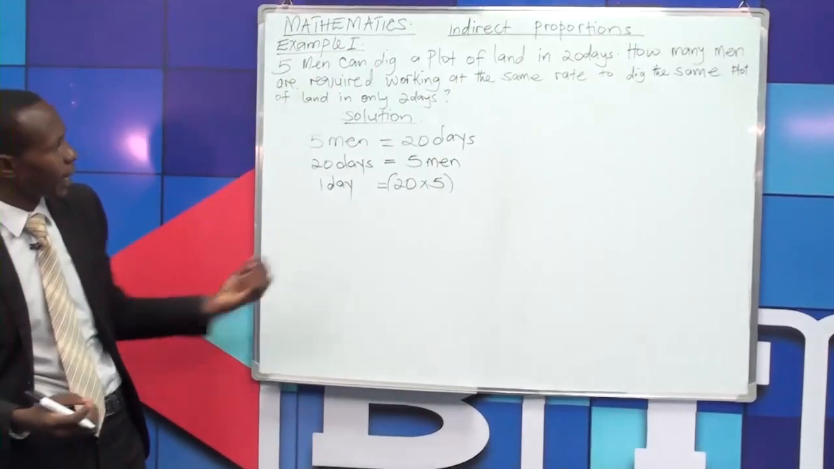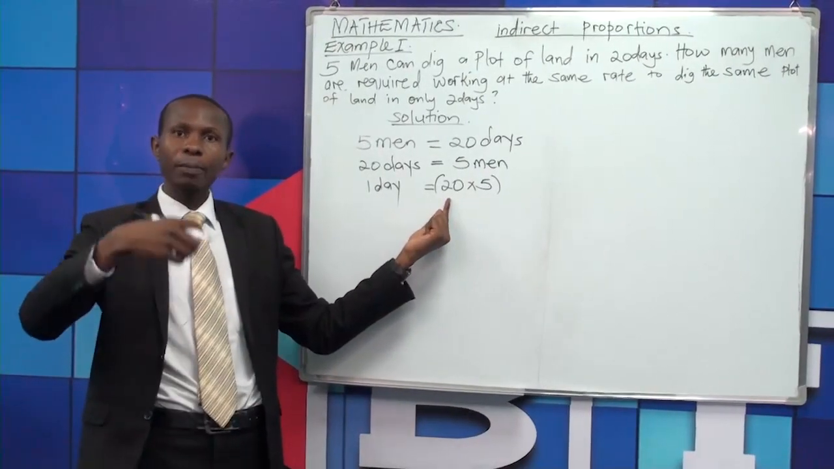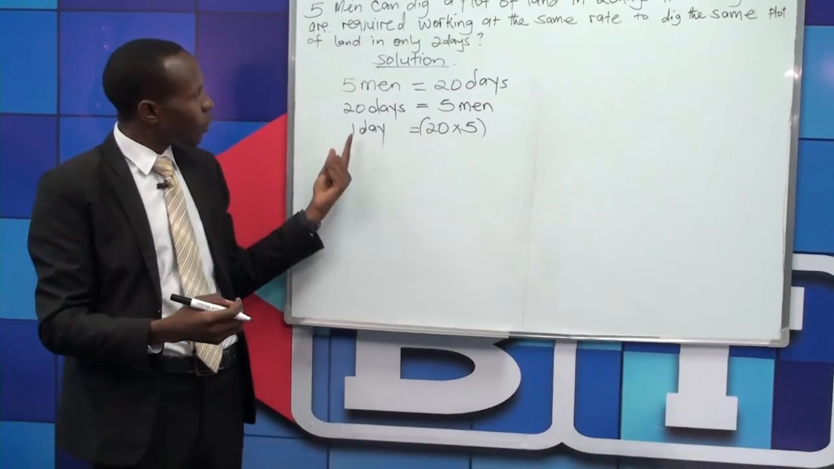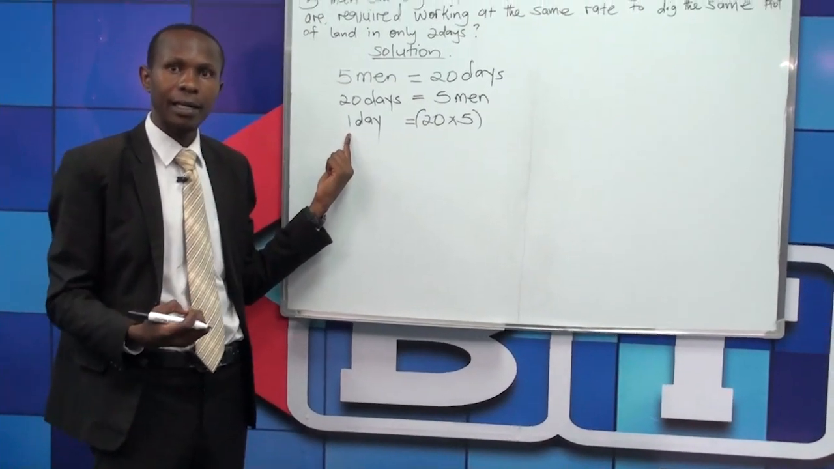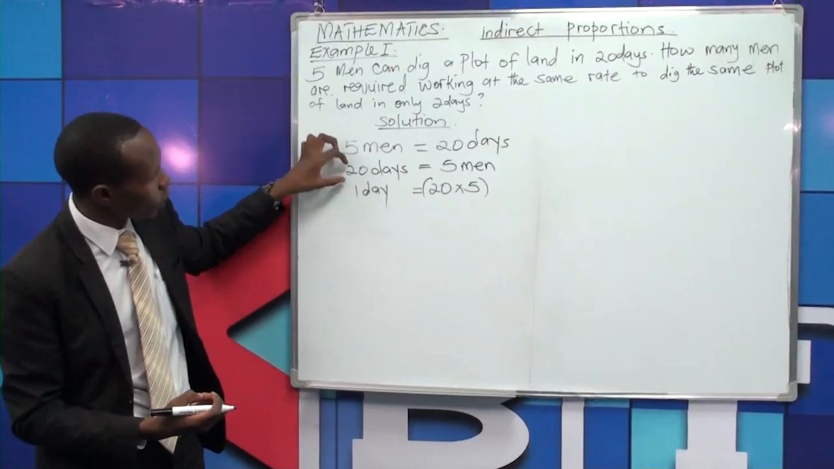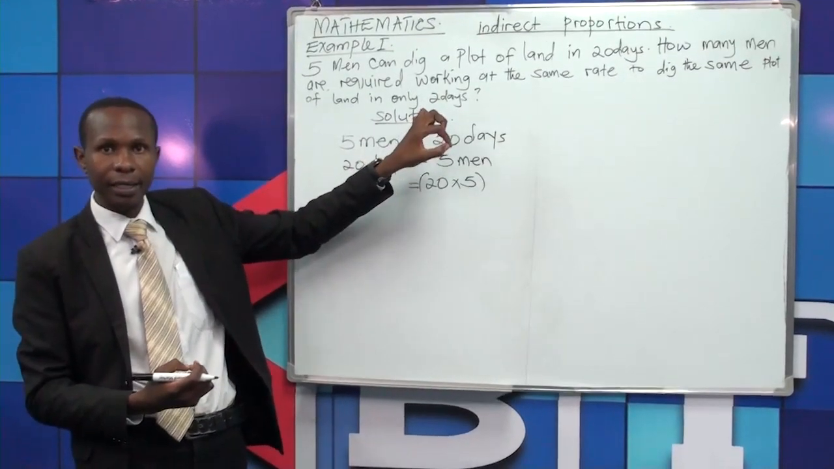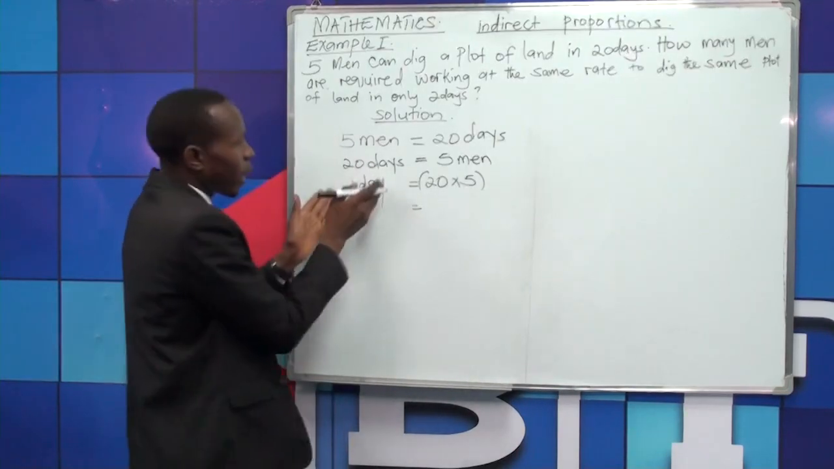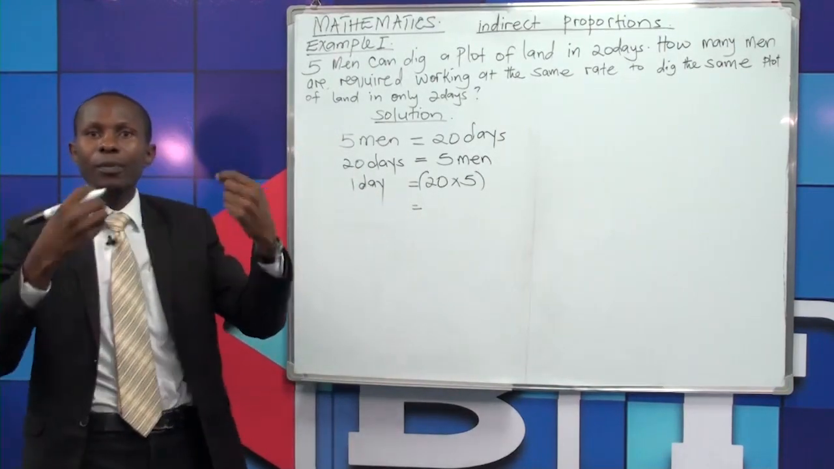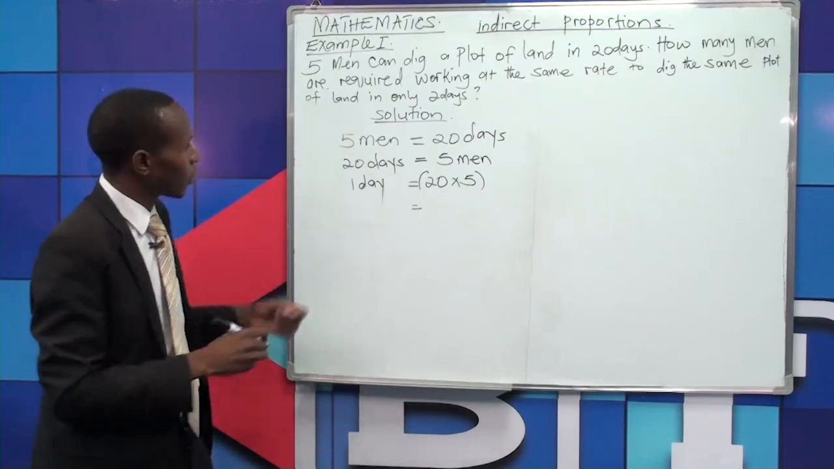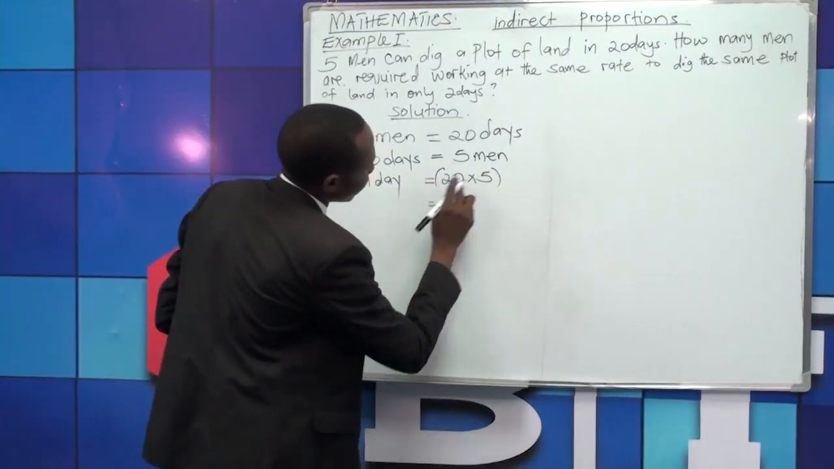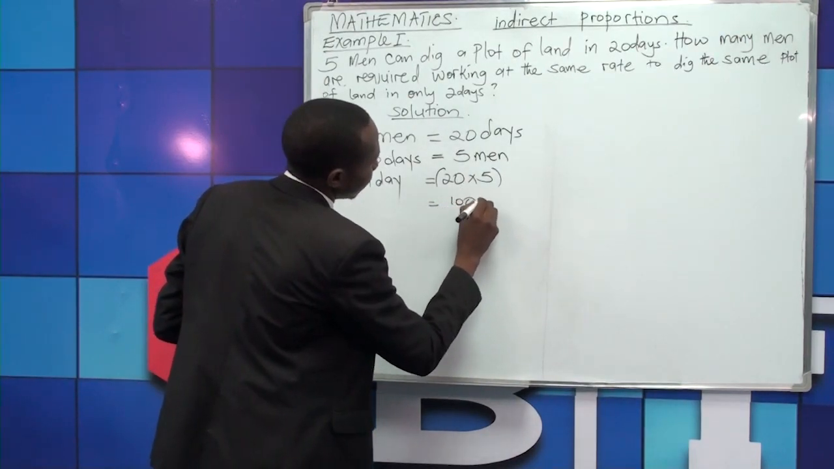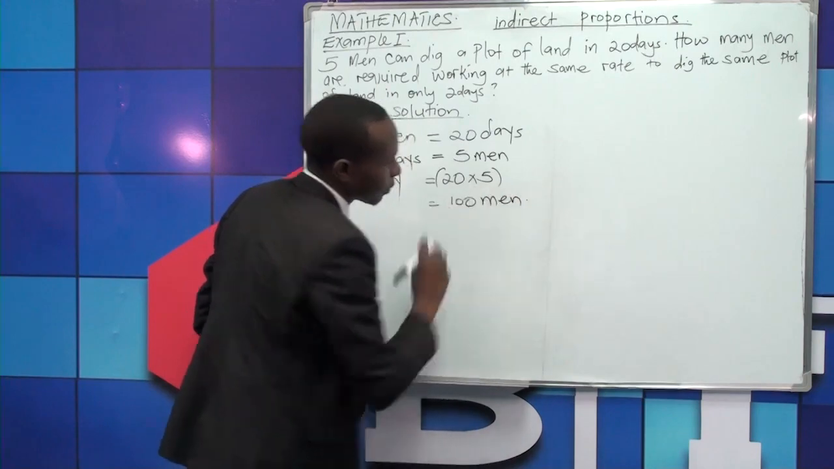And why are we multiplying by 20? We are multiplying by 20 purposely to determine the number of people that can work in one day. Remember that it said in 20 days we have this number of men. So from there, to identify the number of men that can work in only one day, we shall have 20 times 5. That will give us 100. And that will be men.